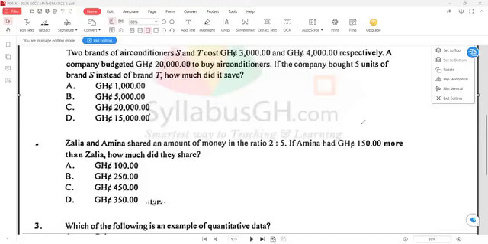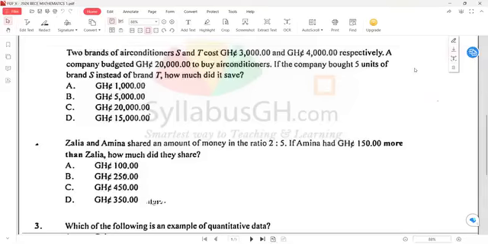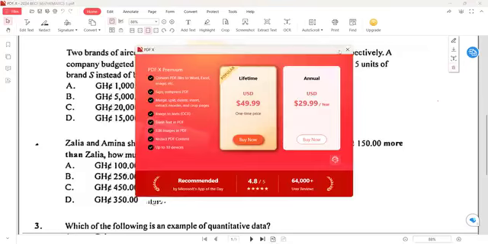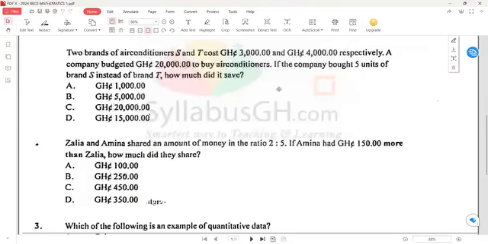Once again, we are continuing our solution to the BECE 2024 mathematics exams, objective test to be precise. We are looking at solving from question number 11 to question number 20. But there is a mistake in question 2 that we need to correct.